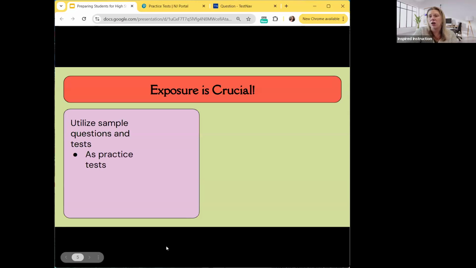We know that there are actual practice tests that you can use as on-demand practice, like here's a full RST, a full LAT. But you also can use them as models. You can use them as gallery walks. You can use them as centers. The goal is just to get these kids exposed to what the test looks like, and what the expectations are.